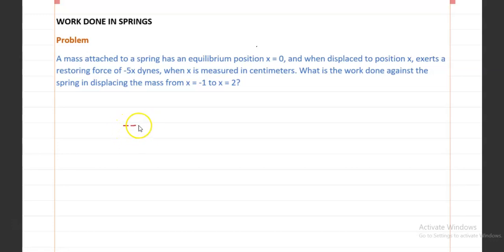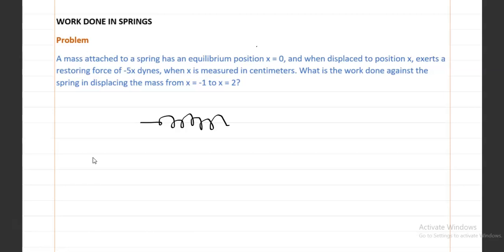So we have a spring here, and it's x equals 0, right? It's at equilibrium, and it has been displaced to position x. It has been probably stretched or compressed to position x, and it exerts a restoring force of negative 5x dynes.